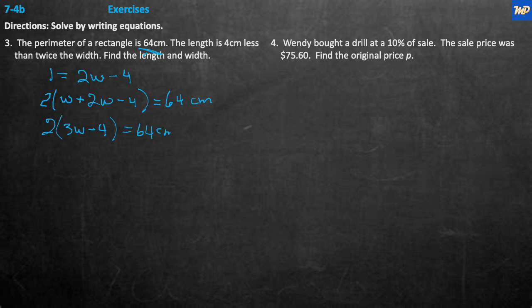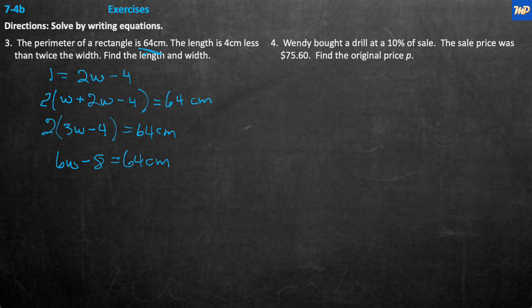centimeters. So now we know this is as minimum as you can get; you can't simplify this any further. You can't add 4 w's or subtract them. So we're going to multiply this out using the distributive property. So it's going to be 6w, which is 2 times 3w, minus 2 times 4, which is 8. And that equals 64 cm.